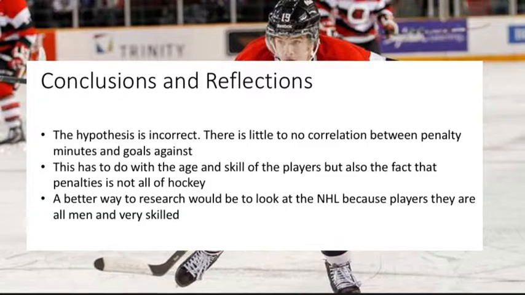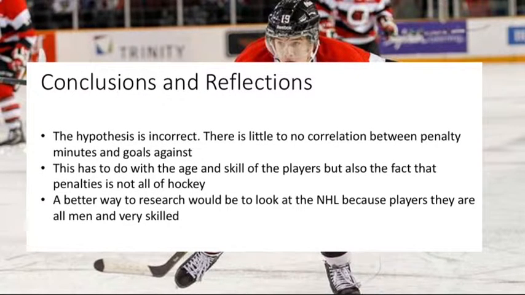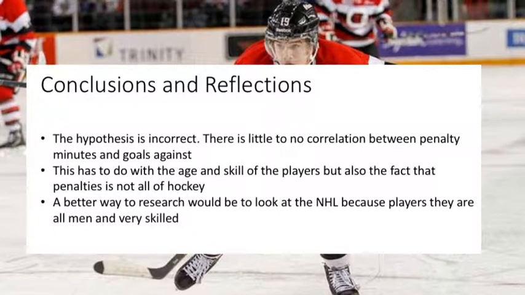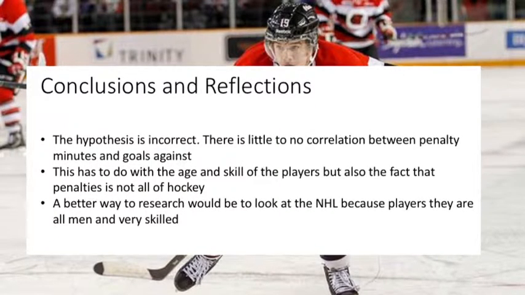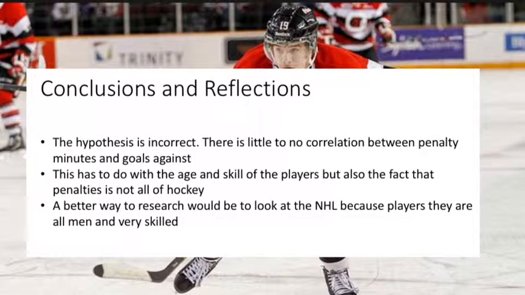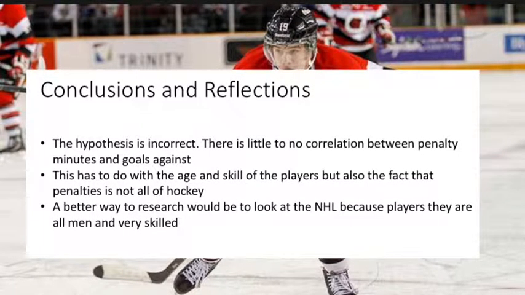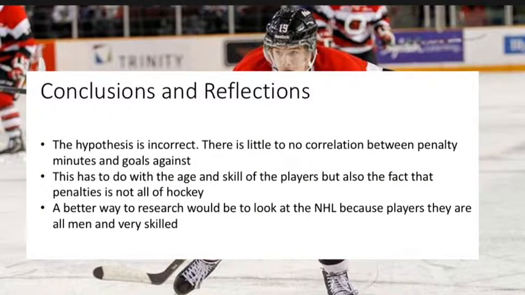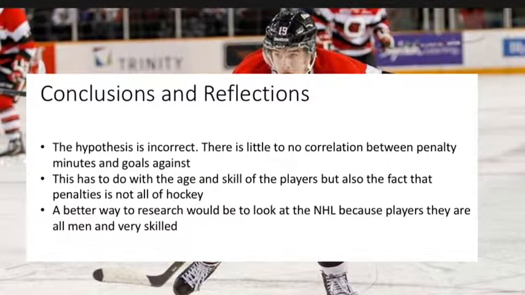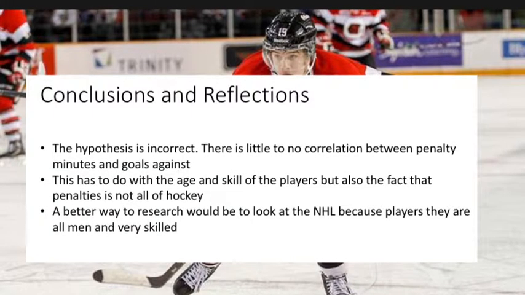There's a lack of data in the OHL because the OHL only has 20 teams and we're only looking at one season in the scatter plot. So this creates biases. The best possible extension of the research would be to look at the NHL. There are more teams and the players are fully grown men with lots of skill. It's also not a development league, so the teams will be playing the best players on the ice.